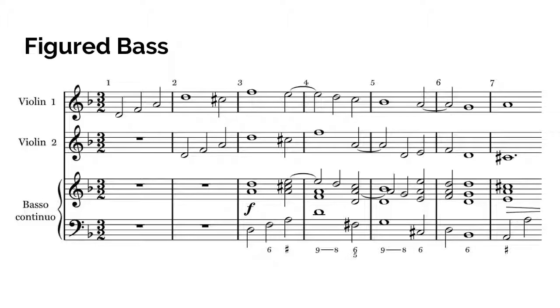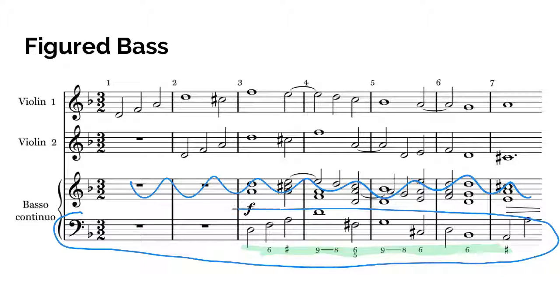So if you can see here on the bottom line, this is what I was talking about. That's what a lot of keyboard players from the Baroque era saw. They wouldn't see this part. All they would see is the bass line with the figured bass under it, and they would have to make up or improvise this top part.